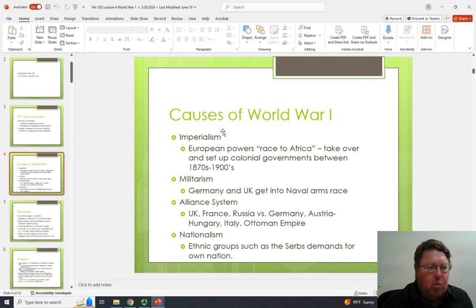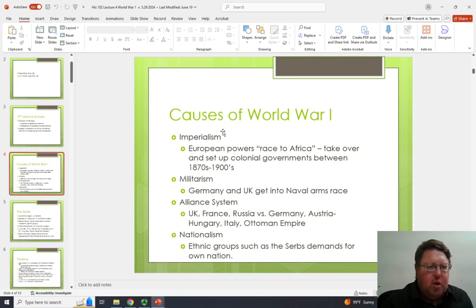Militarism, this is a big part of one of the causes of World War I. Germany and the UK get into a naval arms race. They build up their navies. You may want to mention the new naval vessel that is developed, U-boats or submarines, and so I'll be looking for that. What's the new technology that they're developing? It's U-boats, submarines.